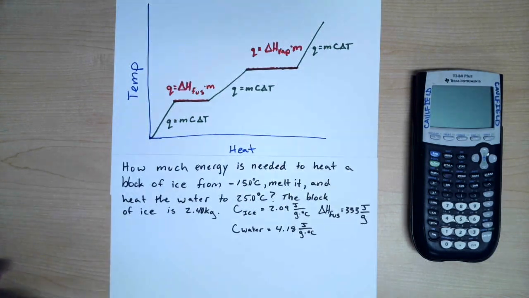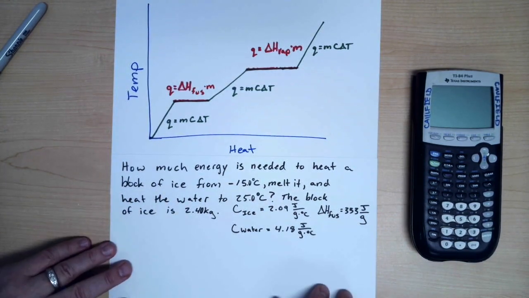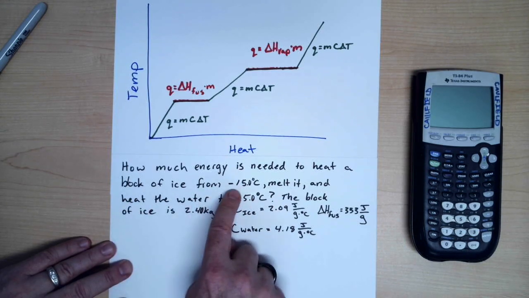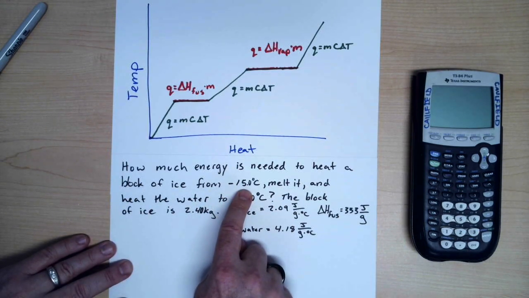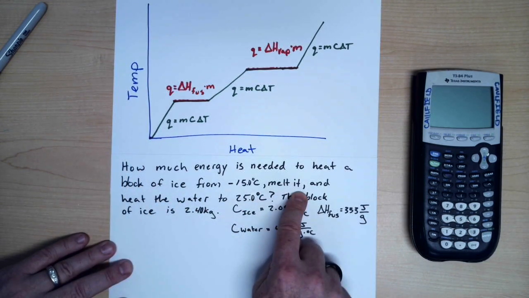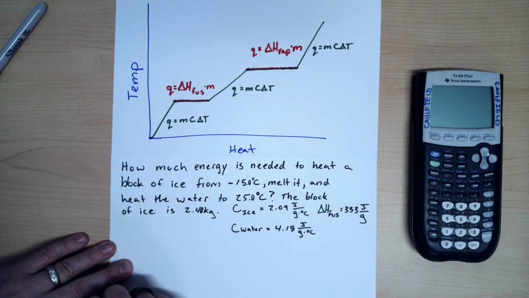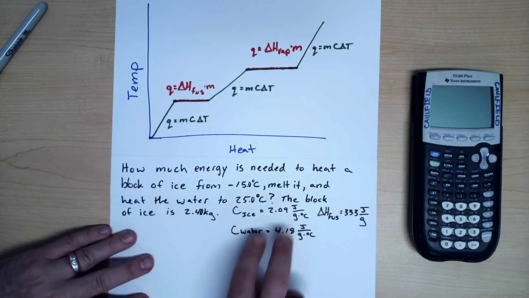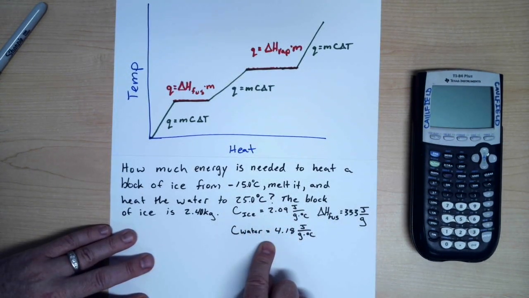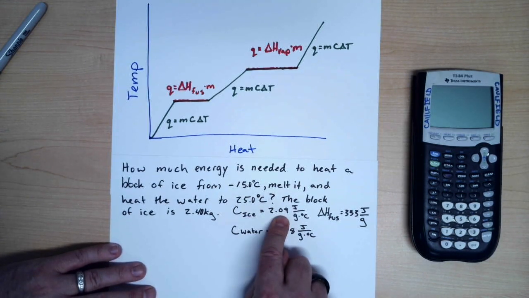Here's a sample problem I would like us to do. In this problem, I say how much energy is needed to heat a block of ice from negative 15.0 degrees Celsius, so way down here somewhere. We're going to melt it, the whole thing, and then we're going to heat that remaining water up to 25 degrees Celsius. The block of ice is 2.40 kilograms. And then these are pieces of information that are properties of water that I would have to look up. Here's the specific heat capacity of ice, right there.